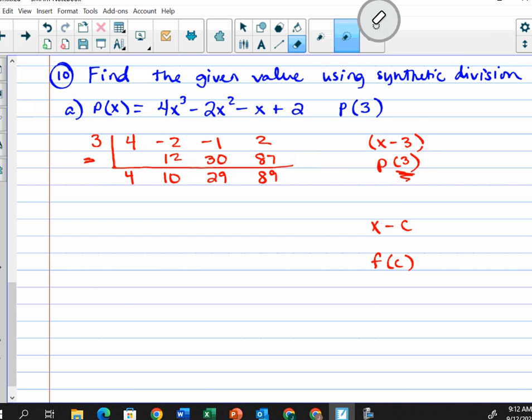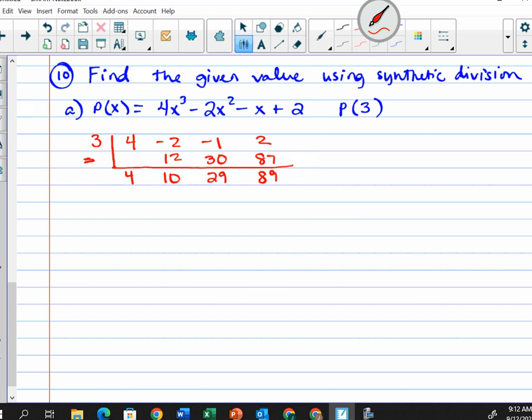So do I need this entire 4, 10, 29, 89, all of that, or do I only need one part of it? X minus 3. I just need the 89, right? Why would you say that? Because it only asked for P of 3, which is just the remainder. That one is the remainder? That'd be 4x squared plus... Oh, you see it?